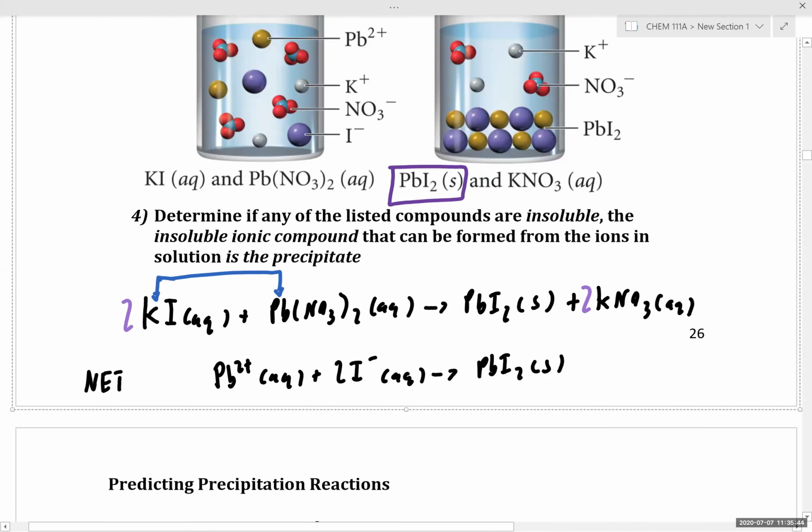Does this idea make sense to everyone? Is everyone comfortable with this idea of predicting precipitation reactions? So you take your cations and anions, you pair them, and you look and see, do I generate an insoluble compound? The insoluble ionic compound is your precipitate. And then from there, once you have your equation written to generate your precipitate, you then balance your equation.